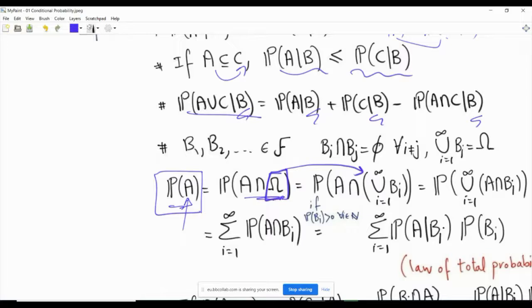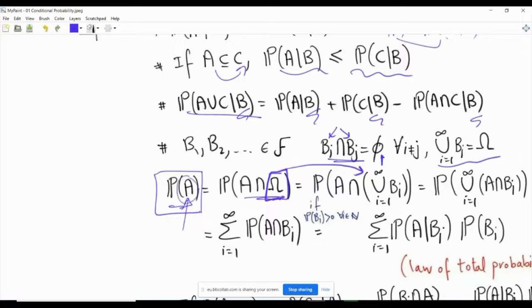Here again we can write omega as a union of a bunch of subsets of big omega. Those guys are disjoint, so their intersection is empty: Bi intersection Bj is empty so long as i is not equal to j. But the union gives you the full sample space. Okay, so the B's are a partition of big omega.